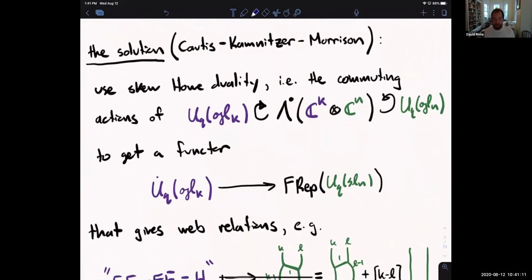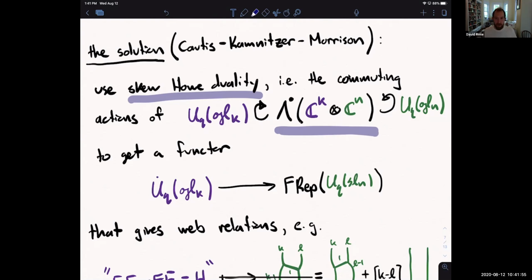This is work of Cautis, Kamnitzer, Morrison that builds off some earlier work of Cautis, Kamnitzer, Licata, and also builds off of Scott Morrison's thesis. And they say, we should revisit this problem from the perspective of a really useful representation theoretic duality called skew Howe duality. What this duality says is consider this space: take C^k tensor C^n, and take a big wedge product, the exterior algebra of that thing. This admits actions of GL_k and GL_n, and there's a quantum analog of this.